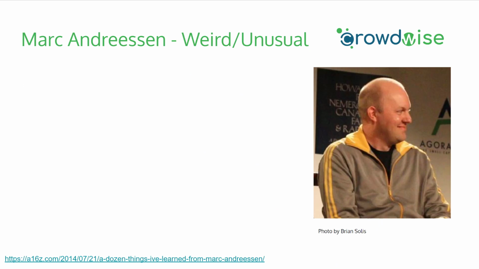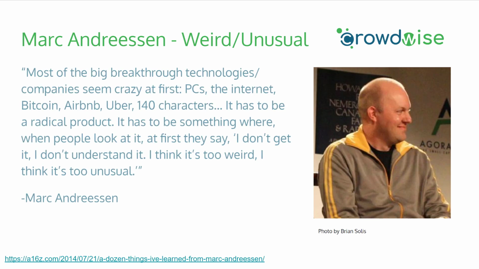Lastly, let's look at another famous venture capital investor, Marc Andreessen. He says, "Most of the big breakthrough technologies and companies seem crazy at first. PCs, the internet, Bitcoin, Airbnb, Uber, 140 characters. It has to be a radical product. It has to be something where when people look at it, at first they say, I don't get it. I don't understand it. I think it's too weird. I think it's too unusual."